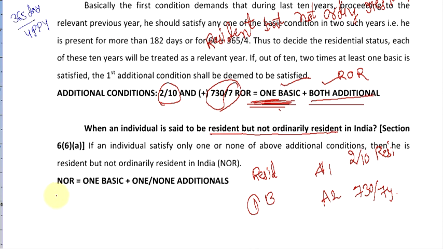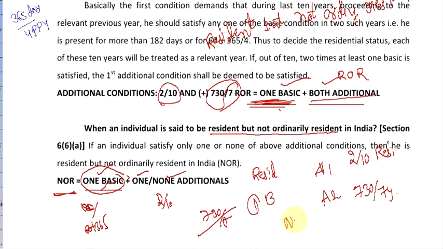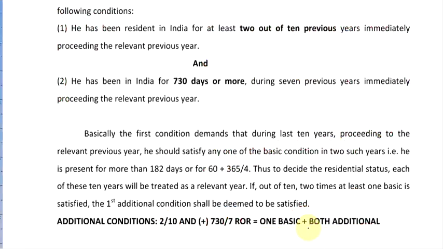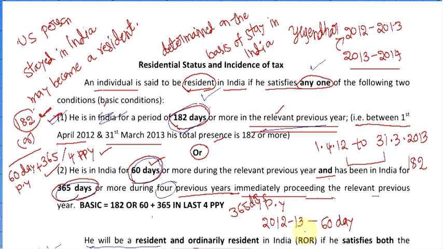Next, not ordinary resident. One basic condition is satisfied, any one, 182 or 60 plus 365. If he satisfies it, he becomes a resident. And one or none of the additional conditions. He satisfied only one additional condition, that is 2 out of 10, but not 730 in 7. So he is only a resident but not ordinary resident. If a person does not satisfy the basic conditions, he becomes a non-resident. If a person has not satisfied any one of the primary conditions, he will be considered a non-resident.